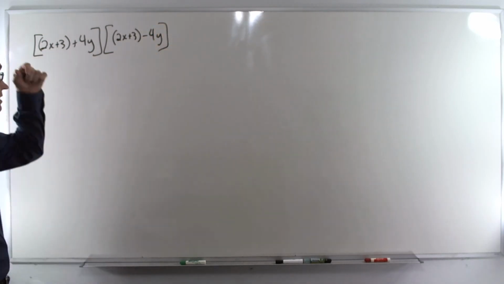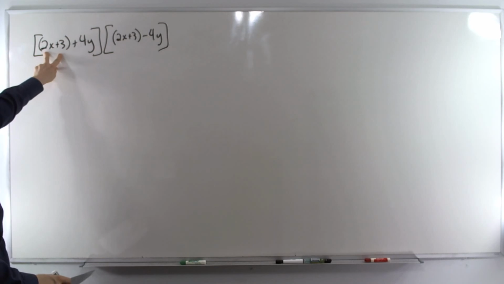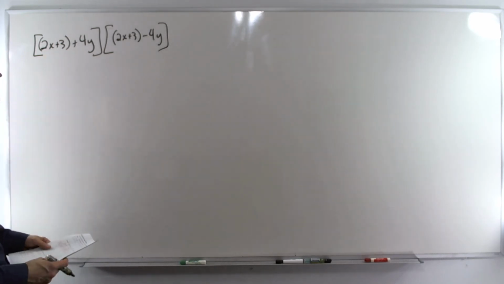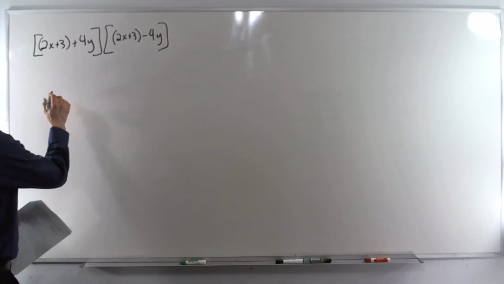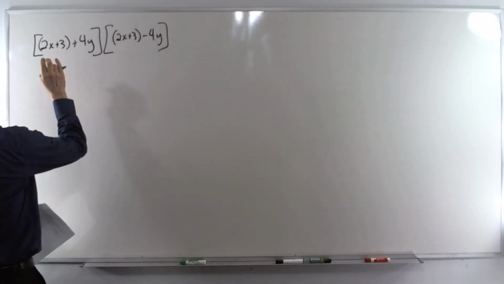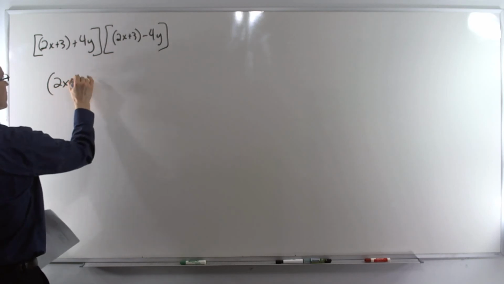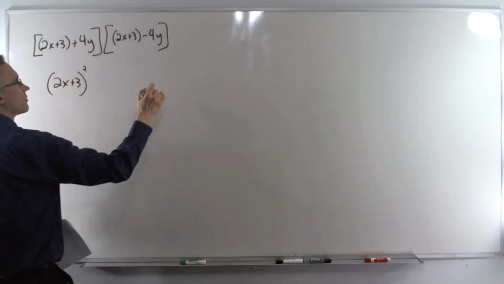All right, so same pattern as the example. We got a difference of squares pattern. So that's going to end up being 2x plus 3. We're going to square that. All right, we're trying to get this form.